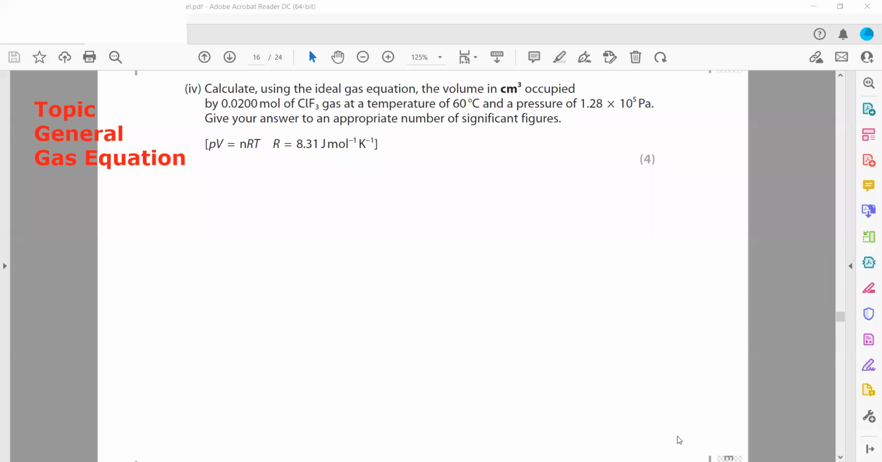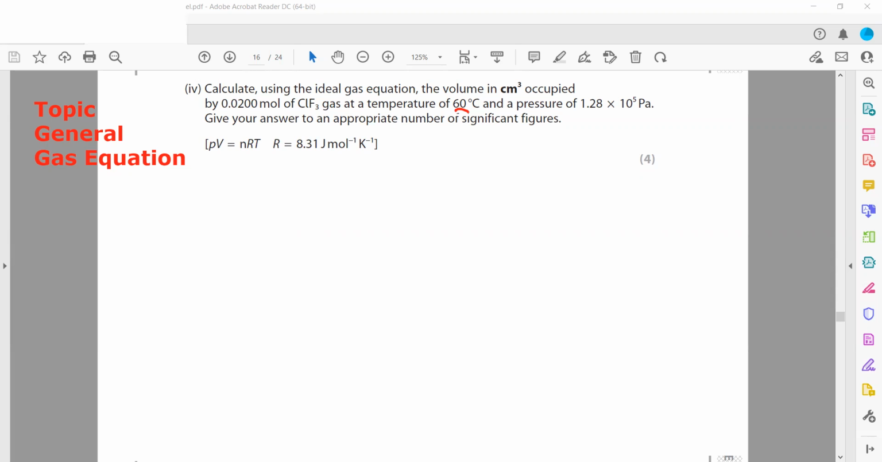This part of the question is related to the general gas equation. Calculate, using the ideal gas equation, the volume in cm cubed for 0.02 moles per dm cubed of ClF3 at 60 degrees. Remember, unit conversion is always important. The pressure is 1.28 times 10 to the power 5 Pascal. We have the formula PV equals nRT, where P is the pressure, V is the volume, n is the number of moles, R is the general gas constant, and T is the temperature. Temperature should always be in Kelvin.